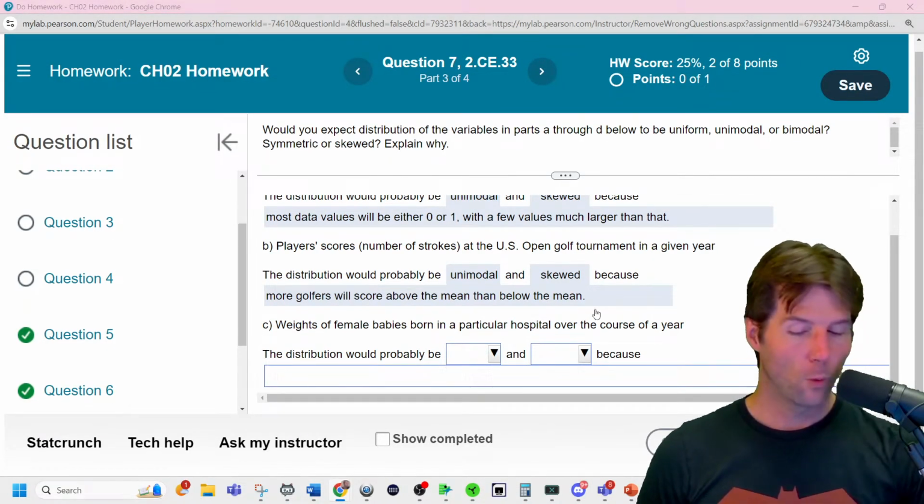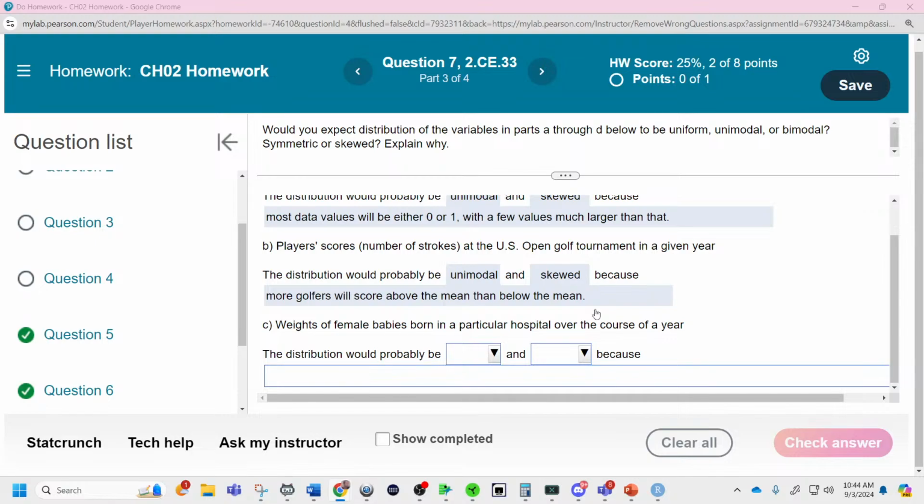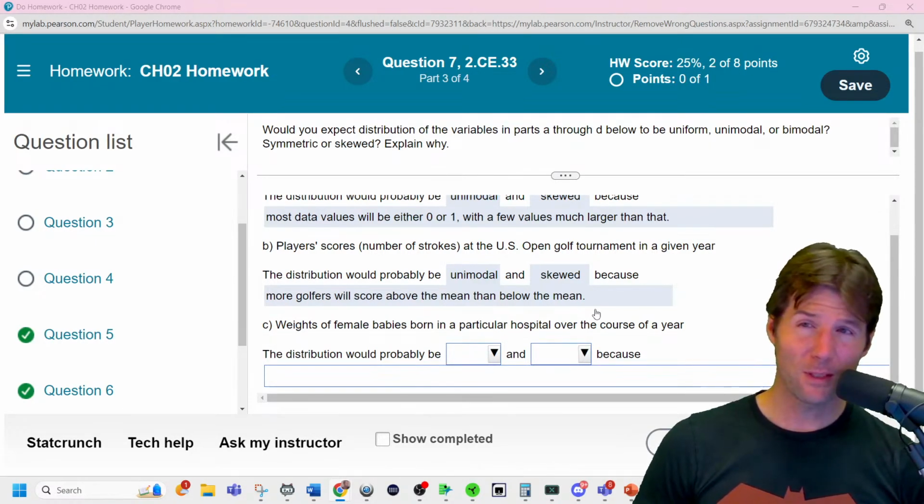Really good stuff. Weights of female babies born in a particular hospital over a year. Probably got some heavy babies and light babies, maybe.